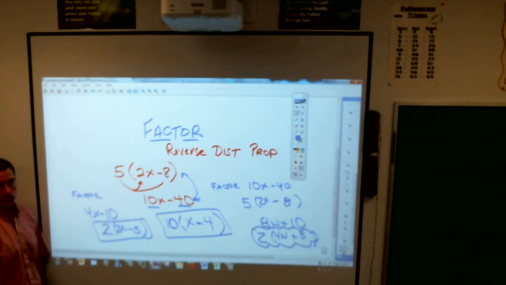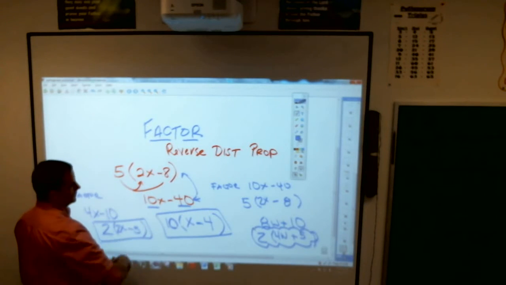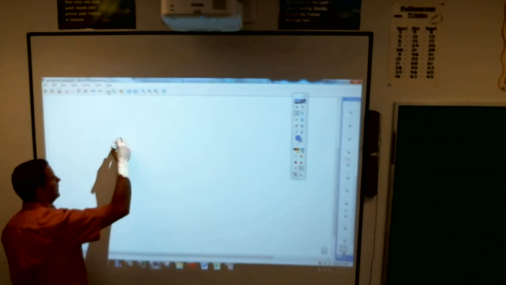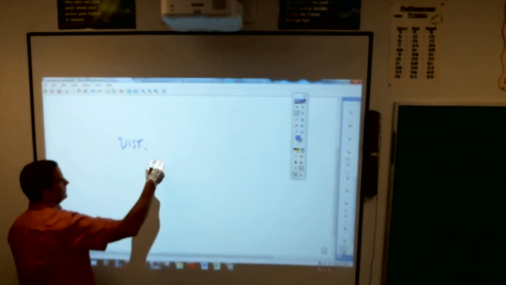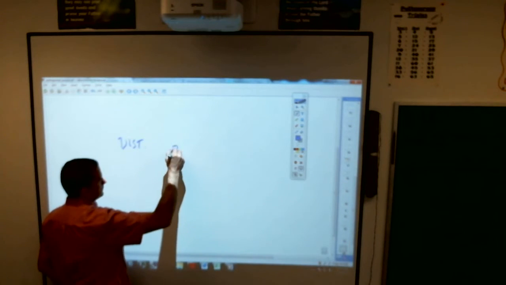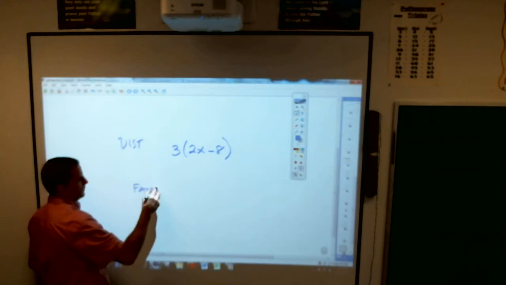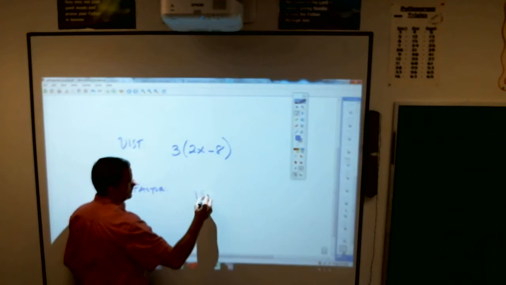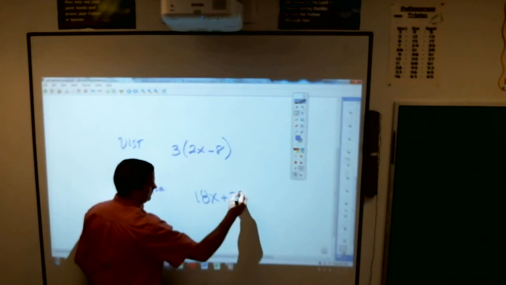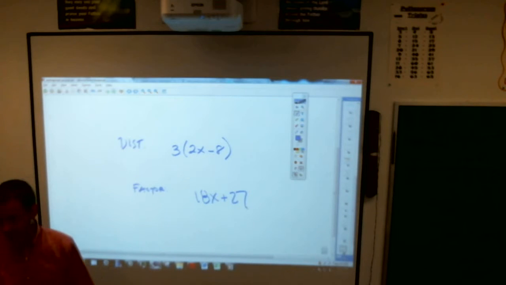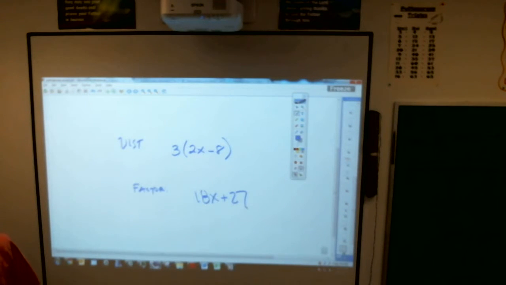Just that simple. I'm going to give you a couple. I'm going to write one. Do the distributive property on this one. And then I'm going to say factor this one. Do both of those problems for me. What problem did you get for both of those?